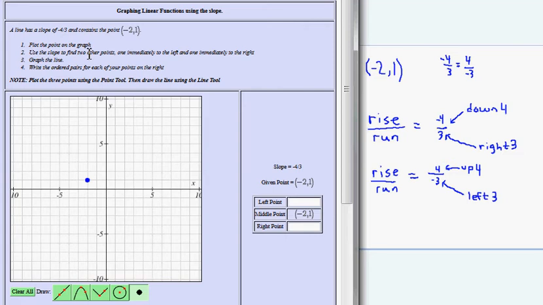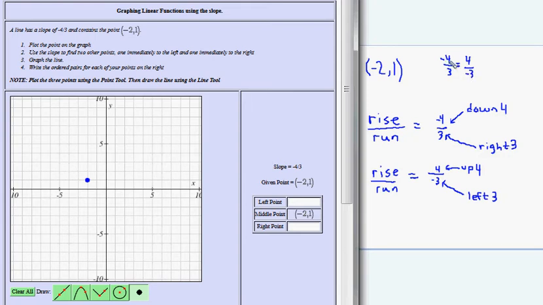Step 2 is to use the slope to find 2 other points, one to the left and one to the right of the one we just plotted. So what I'm going to do is start by writing the slope as rise over run here, and I'm going to write it in 2 different ways. First, I'm going to write it as -4/3 with the negative on the 4. Second, I'm going to write it such that the negative is on the 3. Notice that these two fractions have the same value. Both of them are -4/3. It doesn't matter if you put the negative on the top or the bottom.